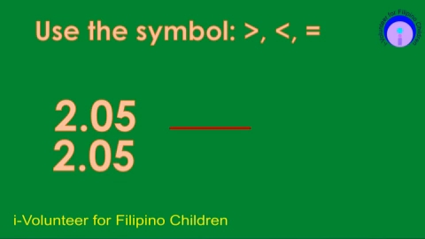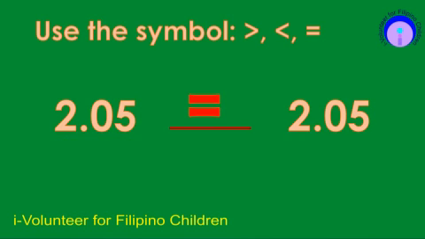Now, let's compare the hundredths digit. 5 and 5, they are the same. That means the symbol to be used is equal. Then, we shall say that 2 and 500ths is equal to 2 and 500ths.